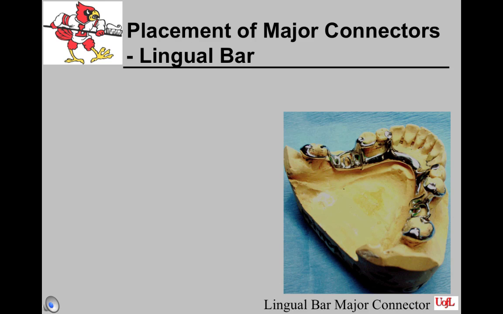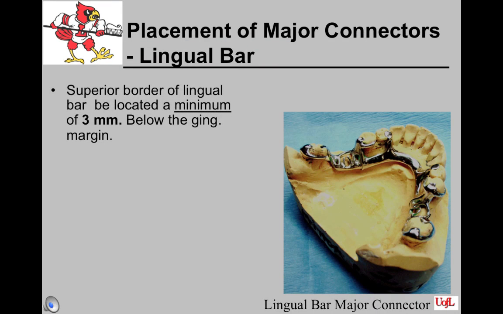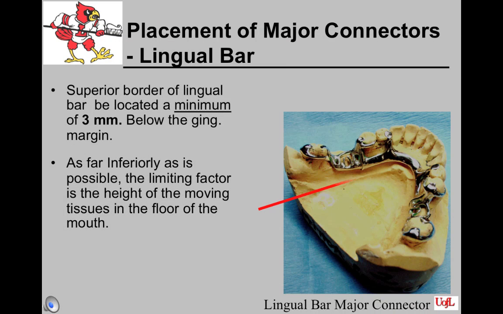There are some rules for placement of the lingual bar major connector. The superior border of the lingual bar must be located a minimum of 3 to 4 millimeters below the marginal gingiva. One text indicates 3 and the other one indicates 4. The lingual bar should be placed as far inferiorly in the floor of the mouth as possible. The limiting factor is the height of the movable tissues in the floor of the mouth.